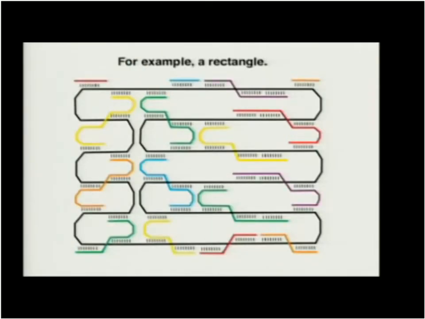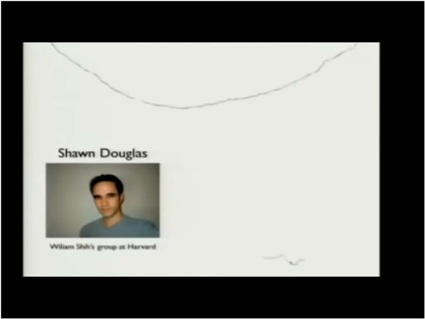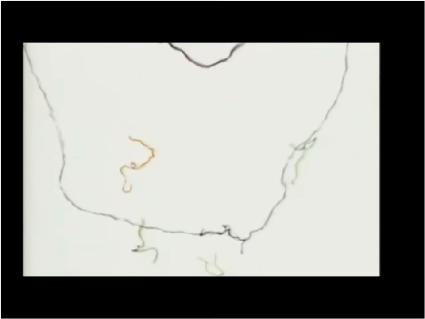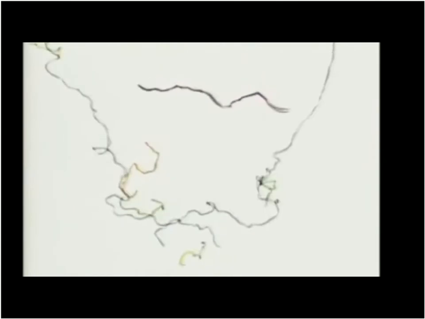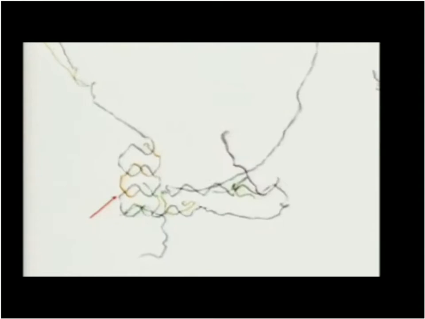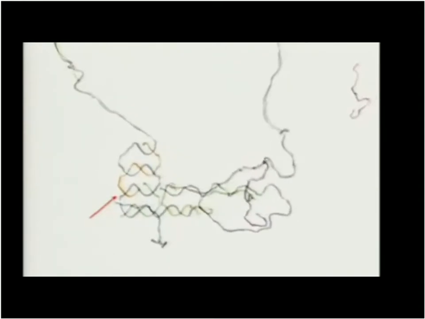Now, we can't actually take a movie of this process, but Sean Douglas at Harvard has made a nice visualization for us that begins with a long strand and has some short strands in it. And what happens is that we mix these strands together, we add a little bit of salt, heat them up to almost boiling and cool them down. And as we cool them down, the short strands bind the long strands and start to form structure. And you can see a little bit of double helix forming there.